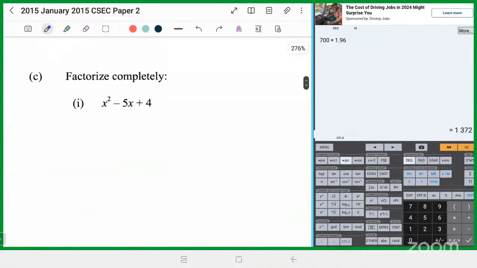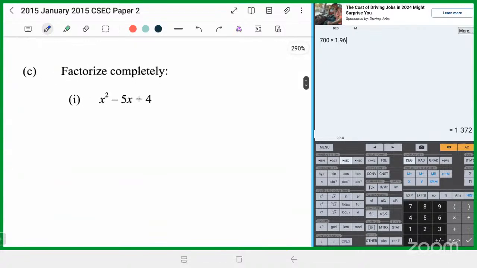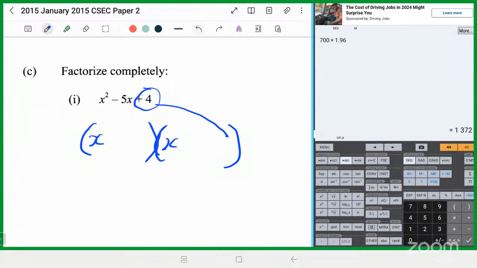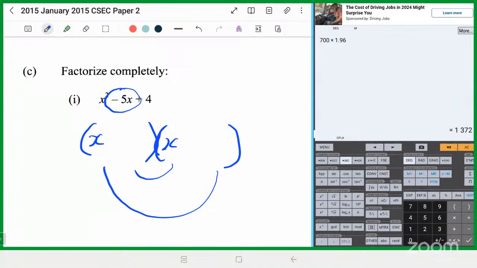Next question wants us to factorize this. This one is kind of easy to factorize because the factors of x squared are x and x. I'm going to just do it in one step. The factors of x squared are x and x. Then you want factors of the 4 to go here and here. And those factors must be such that the far product and the near product add to this middle term.